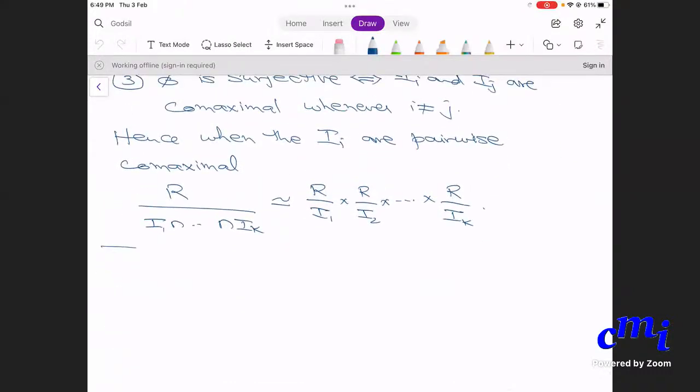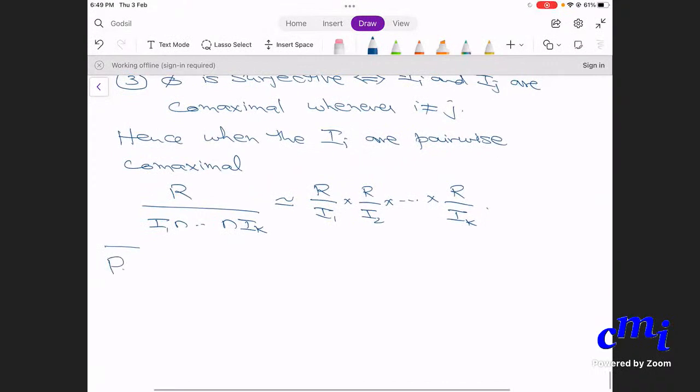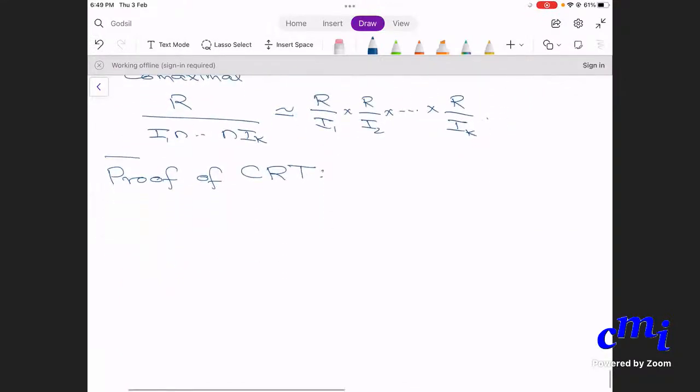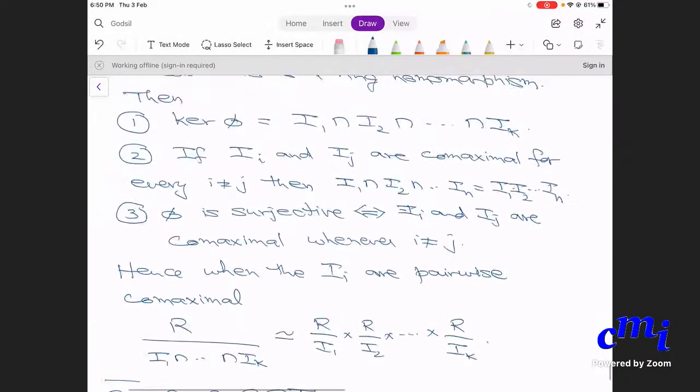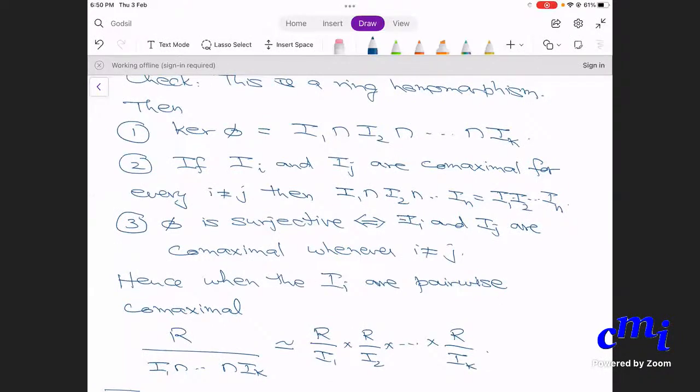Proof of the Chinese remainder theorem. So there are three parts. I'll do the proof one by one. And the first part is actually the easiest. The easiest part says that the kernel of phi is the intersection of all these ideals.